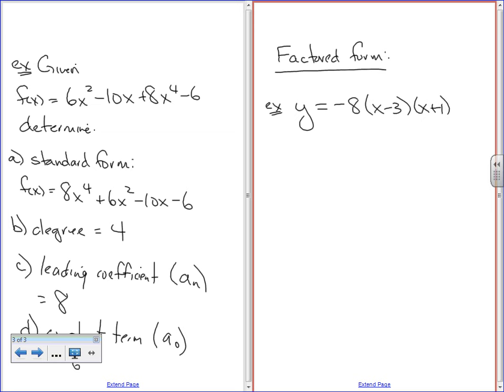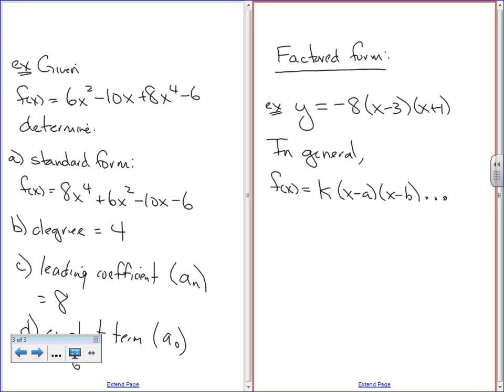In general, and if I haven't said so already in my notes, remember that f of x and y are interchangeable. They mean the same thing. It just means the function value, right? So in general, f of x is equal to, there's always going to be a number out in front in factored form. If there's not a number, that number's 1. There always has to be something there. So I'm going to write down k for that number. There's always going to be a 1. And then x minus a, x minus b. And you can keep going on forever depending on the size of the polynomial.